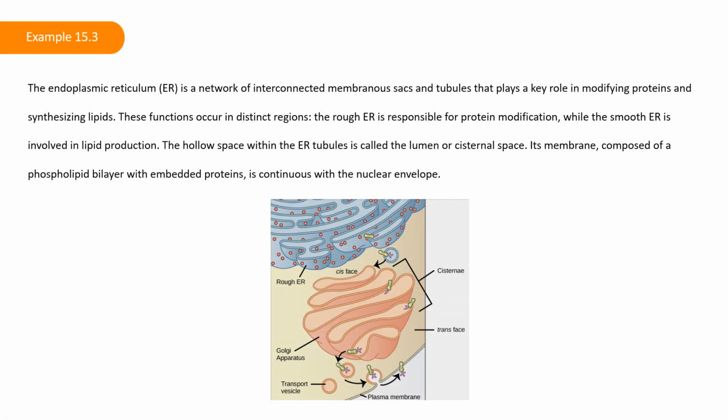The endoplasmic reticulum, ER, is a network of interconnected membranous sacs and tubules that plays a key role in modifying proteins and synthesizing lipids. These functions occur in distinct regions. The rough ER is responsible for protein modification, while the smooth ER is involved in lipid production. The hollow space within the ER tubules is called the lumen or cisternal space. Its membrane, composed of a phospholipid bilayer with embedded proteins, is continuous with the nuclear envelope.